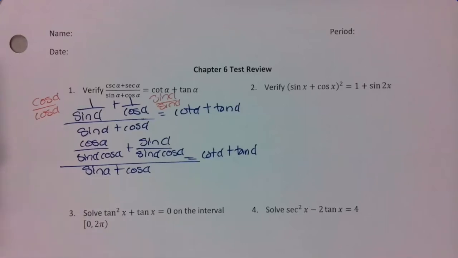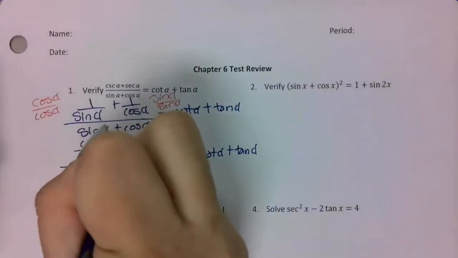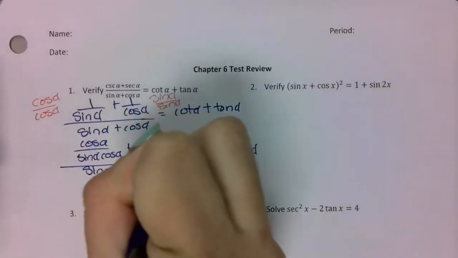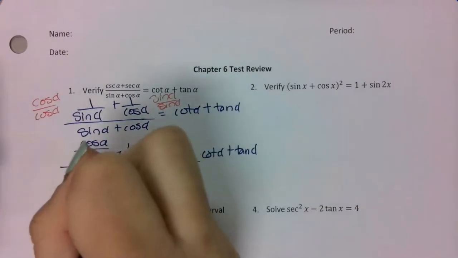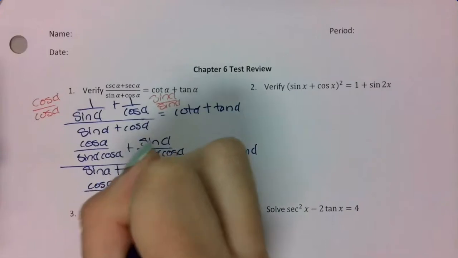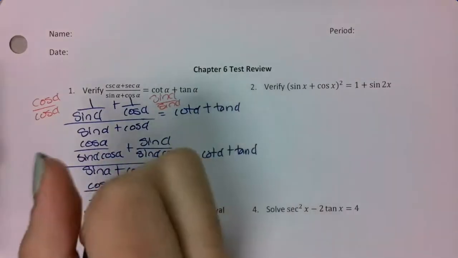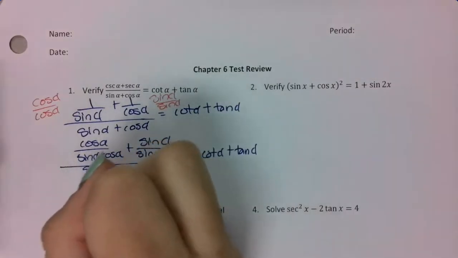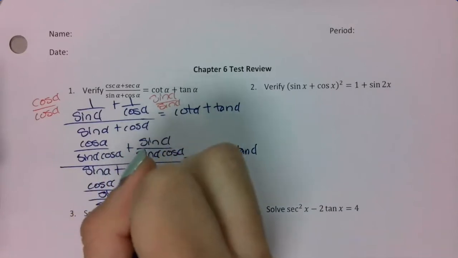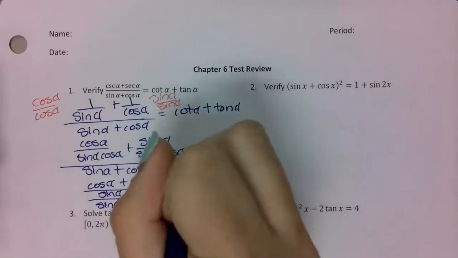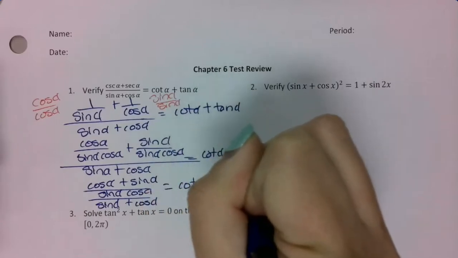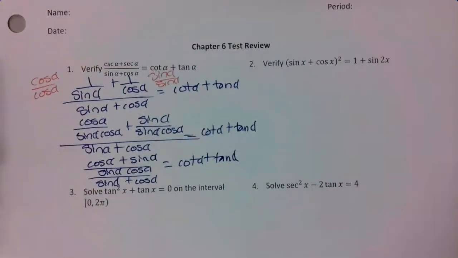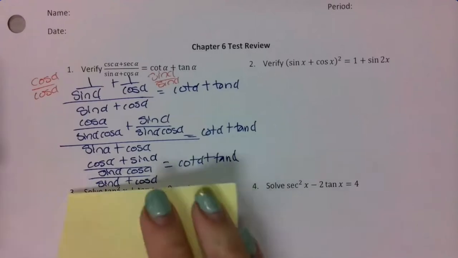Then what I want to do is combine my two fractions on the numerator. So I'm going to have cosine alpha plus sine alpha all over sine alpha cosine alpha, over sine alpha plus cosine alpha. And this should equal cotangent alpha plus tangent alpha. Then I'm going to continue on a sticky note.